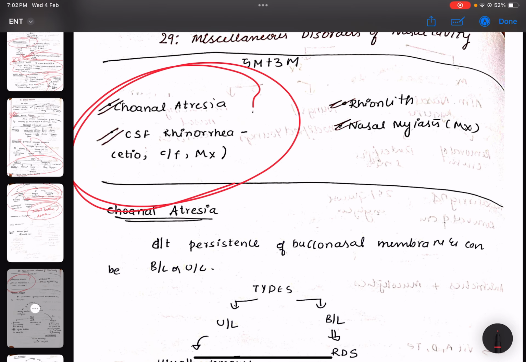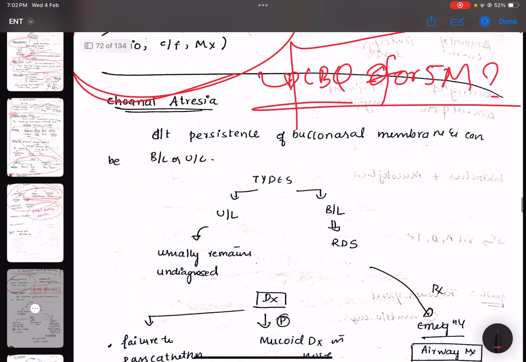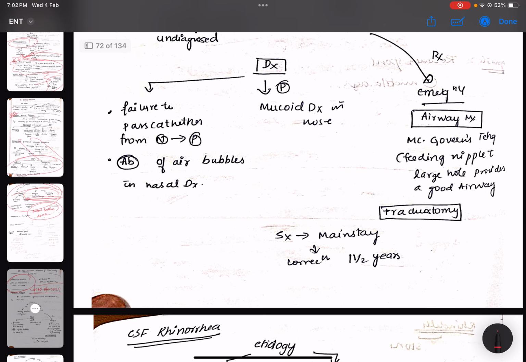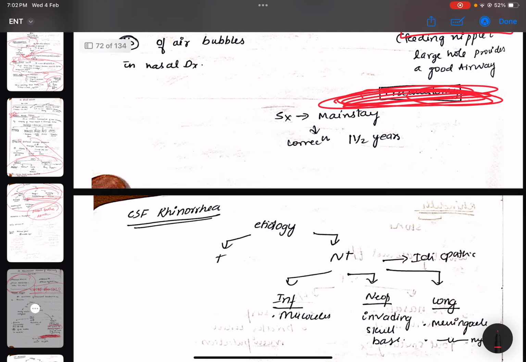Miscellaneous, these miscellaneous itself is important here. A CBQ or 5 marker might come here. Okay, so make sure you study that. I don't think choanal, I will just mark tracheostomy is not done. Okay, the major thing which you need to mention was McGovern's technique. Okay, so I'm sure you know about it, so I'm not talking.